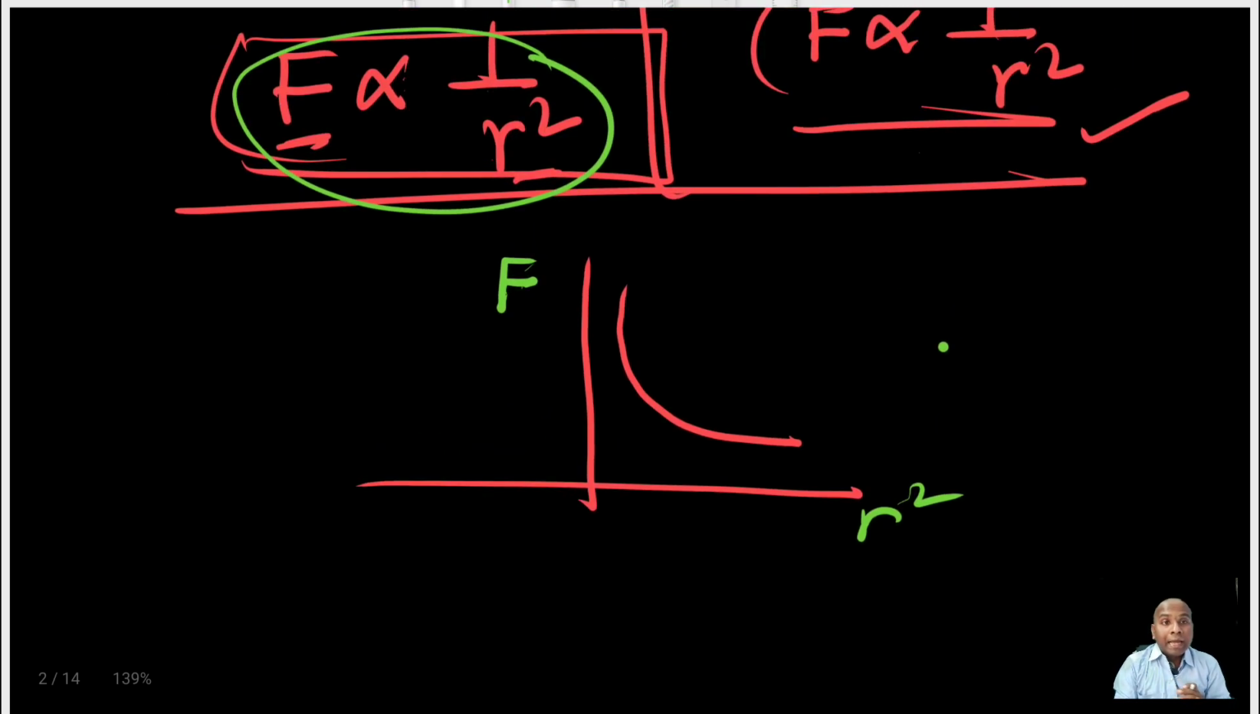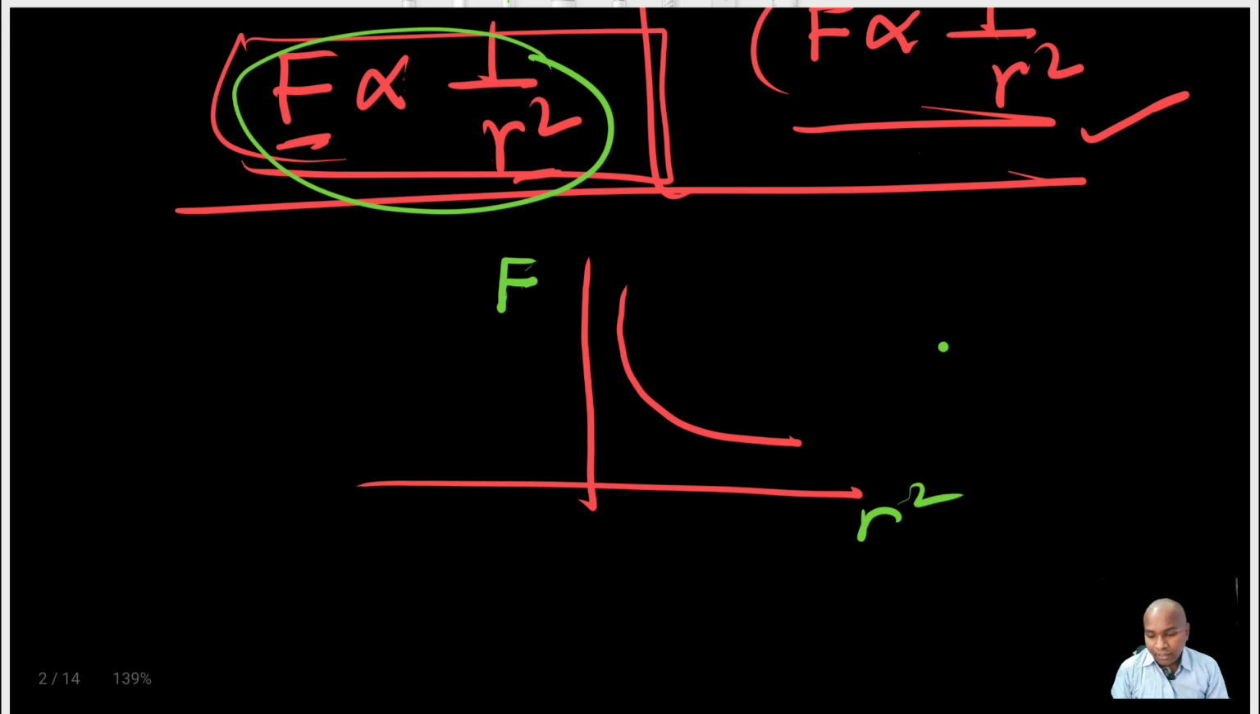Gravitational force is of conservative nature. What is the conservative nature? The work done by it along a closed path is zero. The total work done along the path is zero. That is called a conservative force. Gravitational force is a conservative force. Gravitational force between two bodies does not depend upon the properties of the medium.